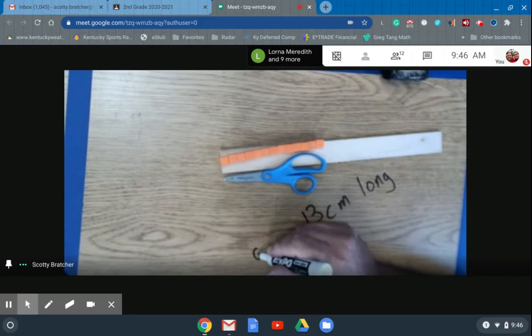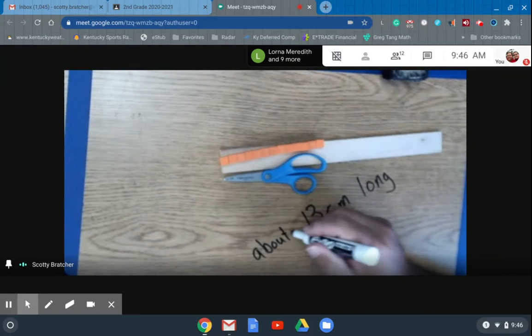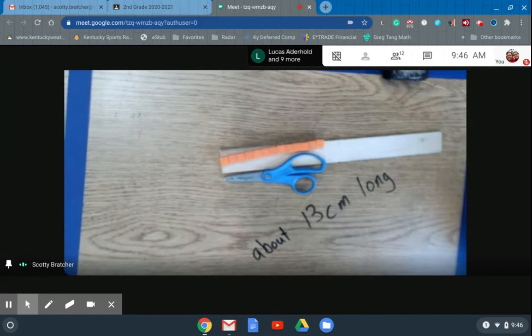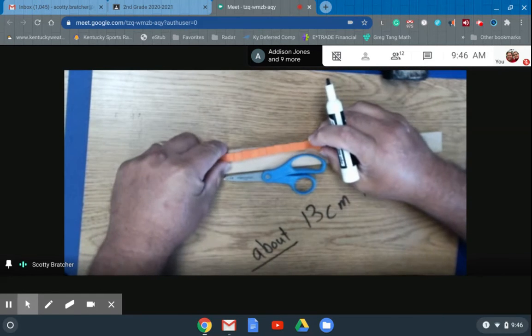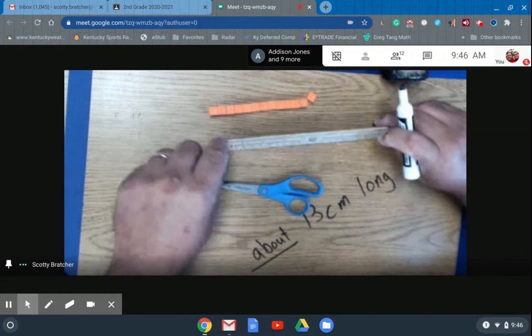About. It's not exactly, so it's about 13. Okay? I got to remember to put that there if it's not exact. Okay? All right. Now, I'm going to check and see what it is with this ruler.